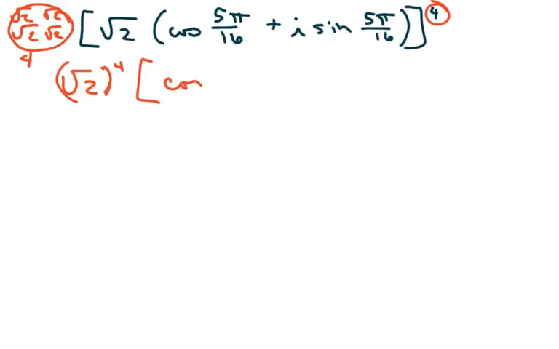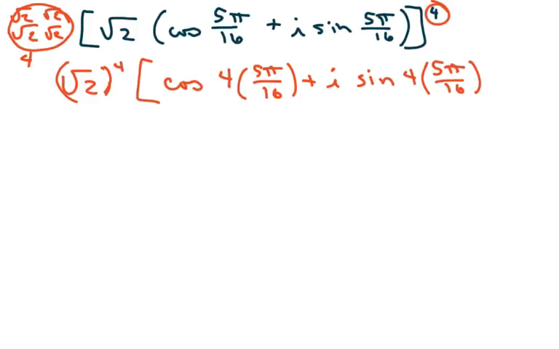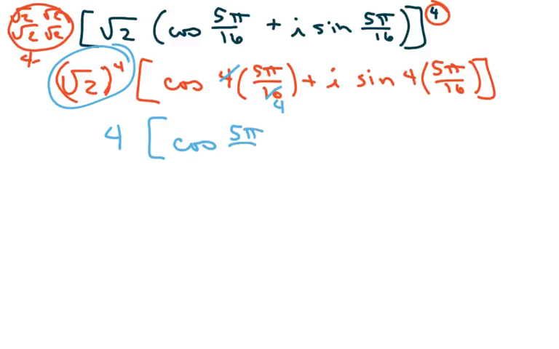So we have cosine 4 times 5 pi over 16 plus i times sine of 4 times 5 pi over 16. When you simplify this, we already know that this part here equals 4. So you get 4 cosine, and I'm just going to do 4 goes into 16 4 times. So it's 5 pi over 4 plus i times sine of 5 pi over 4. And that gives you 4.